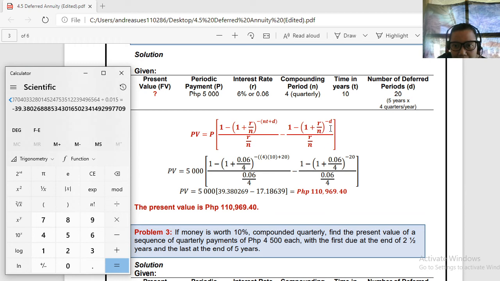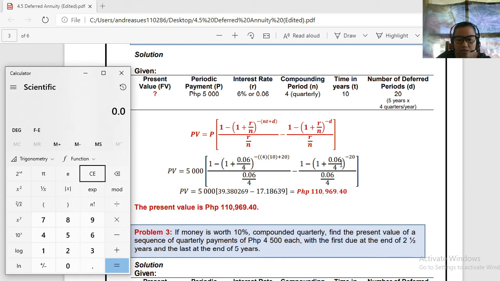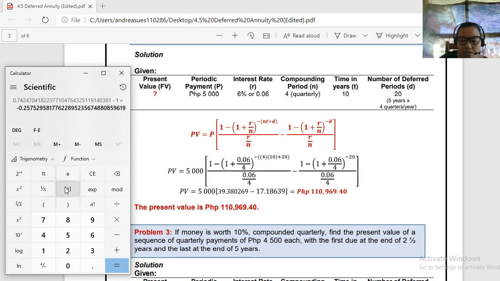Okay, next, let's solve this part also. Okay, we are going to divide, again, the result of this by 4.015. We are going to add it with 1 and then raise it to the power of negative 20. Okay, so the result is 0.7, and then we are going to subtract it from 1. Okay, disregard the negative sign, and then let's divide it with 0.015. Okay, the answer is 17.1. Okay, this part.